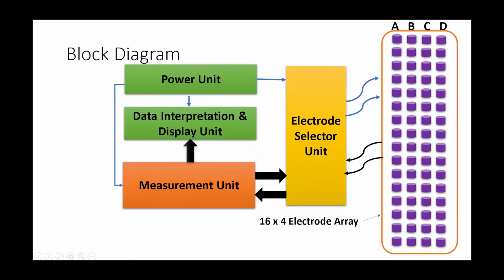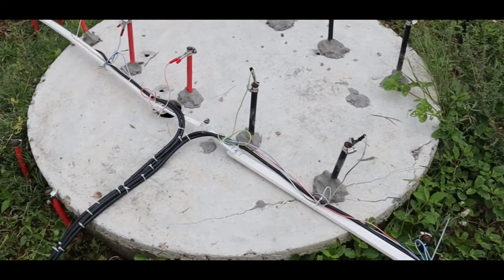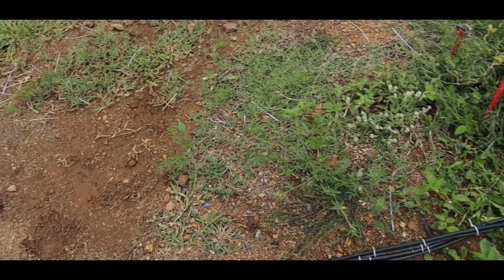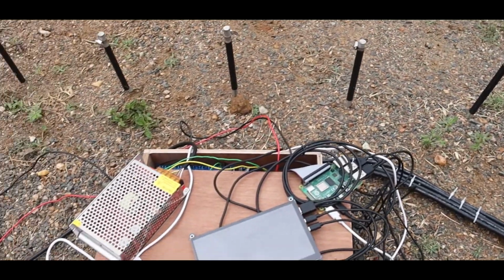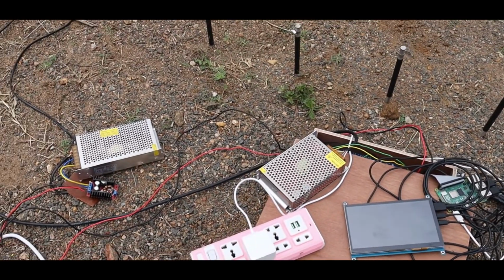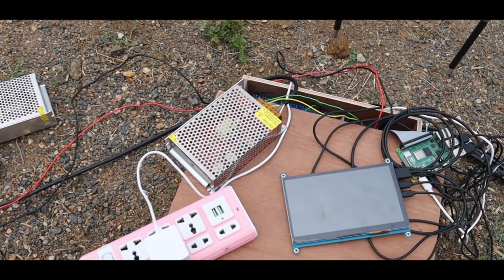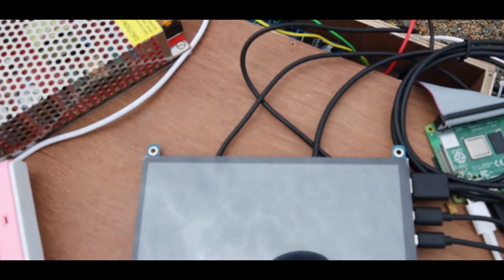Block diagram description of the product as follows. 16x4 electrode array, apply voltage and measure current. Electrode selector unit, select the voltage and current electrodes automatically using programming. Measurement unit, apply voltage to electrode and measure current. Calibrate the resistivity and stores the data. Data interpretation and display unit, data arrangement and interpretation done using software and display onto the display unit. Power unit, power supply unit for various modules of the product.